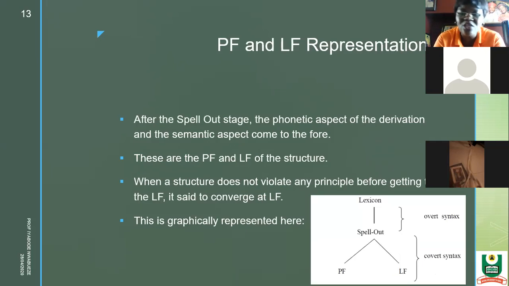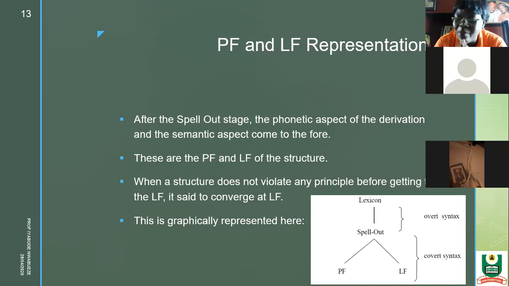Now, after the spell out stage, the phonetic aspect of the derivation and the semantic aspect will come to the fore. It is at this point that you say, okay, what are we actually talking about? When a structure does not violate any principle before it gets into the LF, it is said to converge at LF. So graphically, you can present it as the lexicon and the spell out. The lexicon moves to realize the spell out, but then at the spell out, I say, okay, is the phonetic form representing what the logical form is saying?